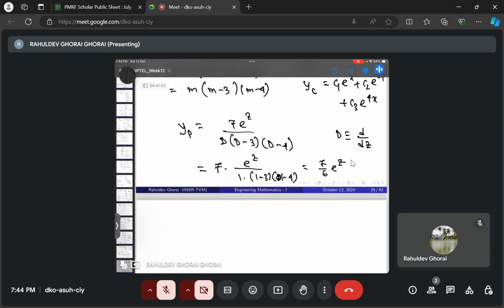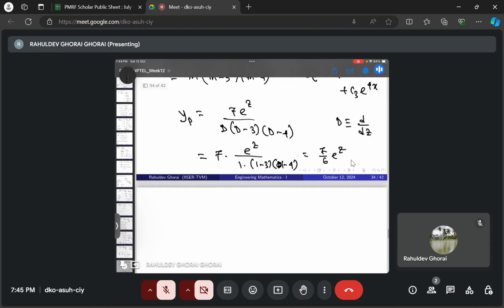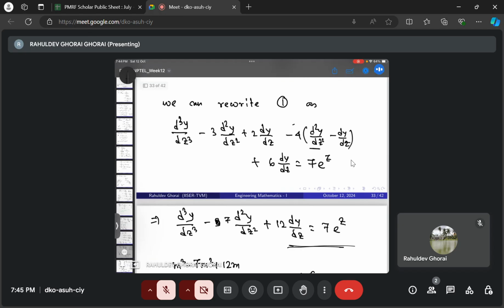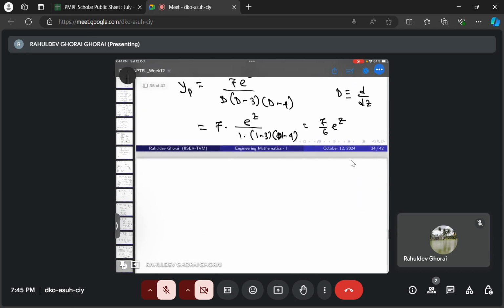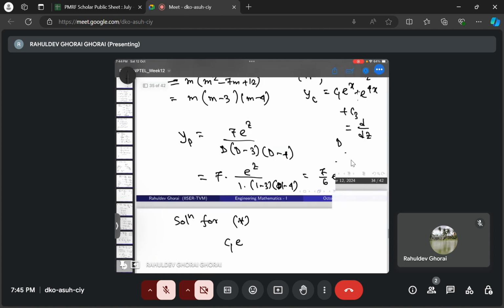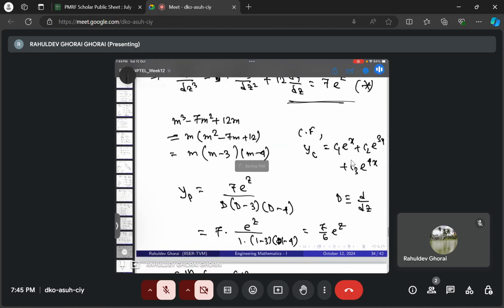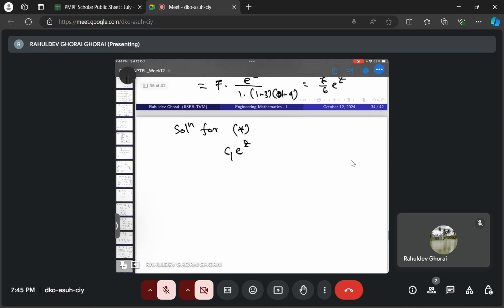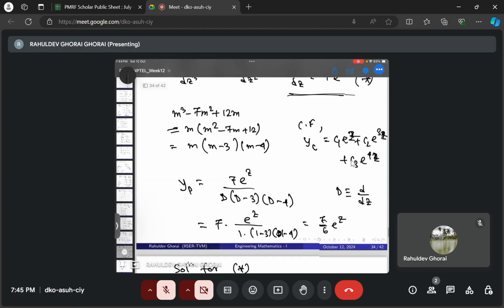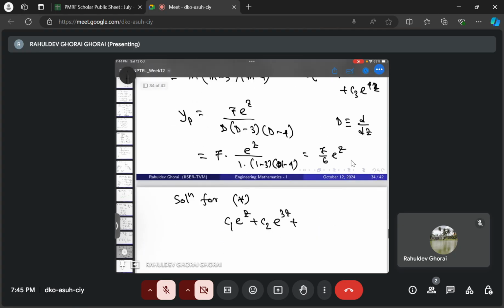That will be the solution, I mean that will be the particular integral. So the solution for this differential equation, this one, star, will be c1 e to the power z. One thing I made a mistake here, it is not x, it will be z, all these are z. So e to the power z plus c2 e to the power 3z plus c3 e to the power 4z plus 7 over 6 e to the power z.